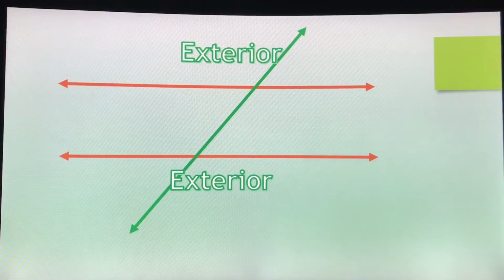Okay, so before we can get into our next angle relationship, we've got to go over the concept of exterior. When we talk about the exterior of our house, we're talking about the outside. Exterior, like an exit, you're going out, you're leaving. So think about that. The exterior is where you see the word exterior. It is outside those two parallel lines, so it's above or below the two lines. Right where you see the words, those are what's exterior.